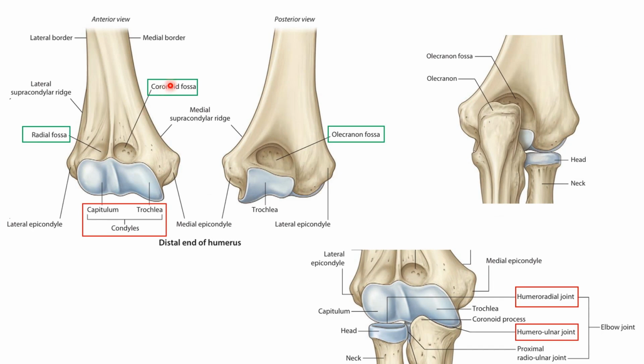Okay, you can see three fossae: radial fossa, coronoid fossa and the olecranon fossa. Radial fossa is an anterior depression above the capitulum. Coronoid fossa is an anterior depression above the trochlea. And the olecranon fossa is a deep posterior depression above the trochlea. Radial fossa receives the margin of the head of the radius during flexion. Coronoid fossa receives the coronoid process during flexion, and olecranon fossa receives the olecranon process during extension.